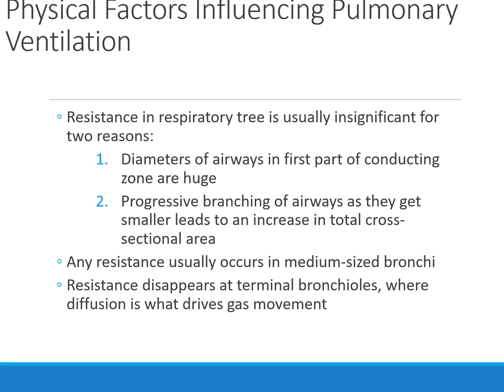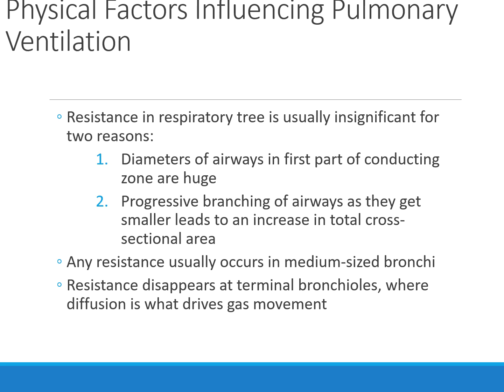Resistance in the respiratory tree is usually insignificant for two reasons. The diameter of the airways in the first part of the conducting zone is huge. So you've got a great big diameter when we talk about the trachea. And then the progressive branching as they get smaller leads to an increase in the total cross-sectional area. So when we calculate the cross-sectional area for all of those bronchioles and add them together, we still have a very large total cross-sectional area.